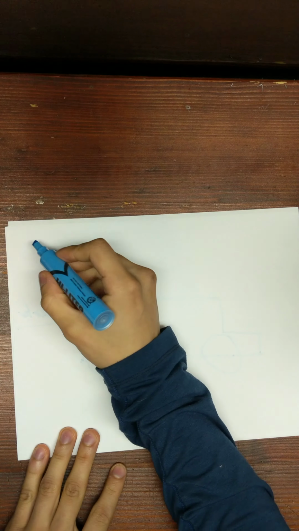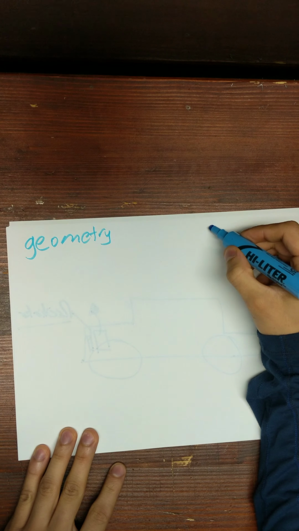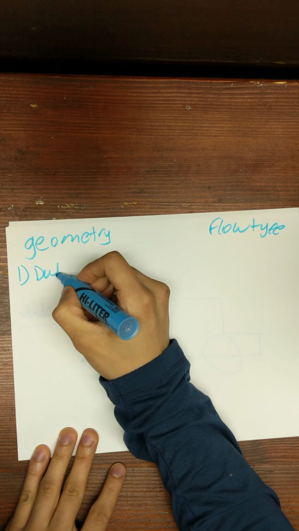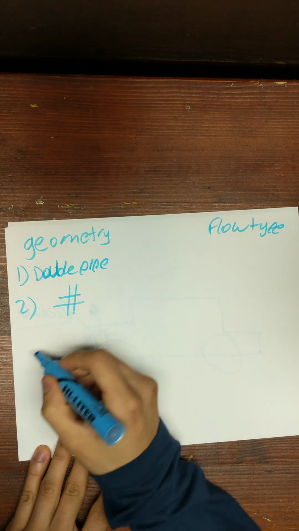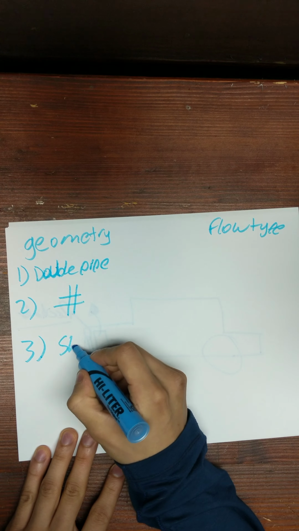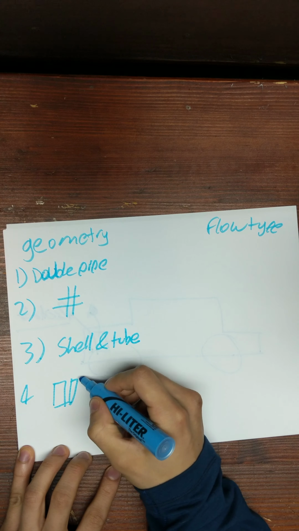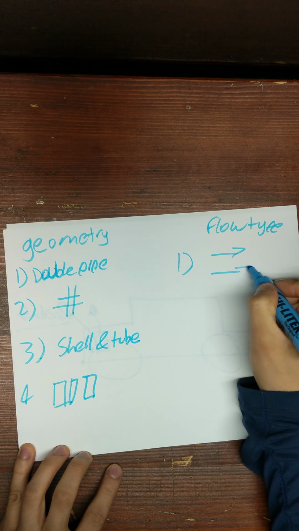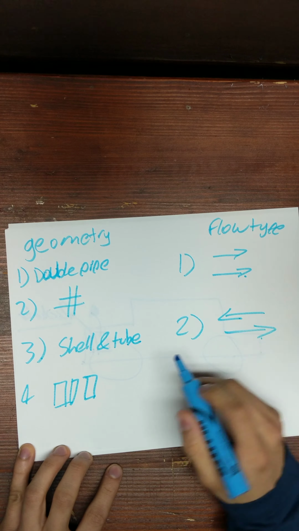So, as I was saying, in classifying these heat exchangers, there's two ways they're classified. One is geometry, and the second is flow type. So geometry, there's 1, double pipe, 2, cross flow, 3, shell and tube, and 4, plate type. And for the flow types, there's two different flow types. One is parallel flow, so the two fluids are flowing with each other, and then counterflow, which the two fluids are flowing against each other.